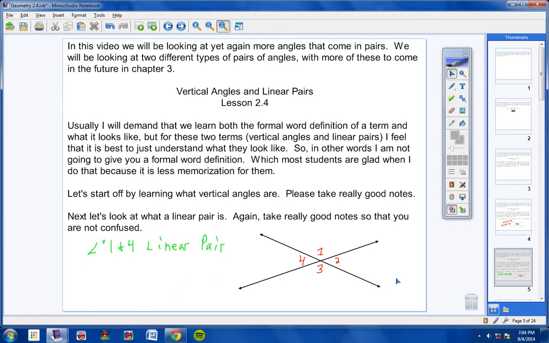Okay, there we go. So angles 1 and 4 are linear pairs. Also, angles 1 and 2, right? Look, here's a straight line, and here's a line coming off of it. Angles 1 and 2 are side by side. So we could also say that angles 1 and 2 are a linear pair.